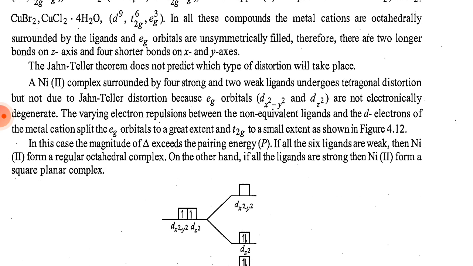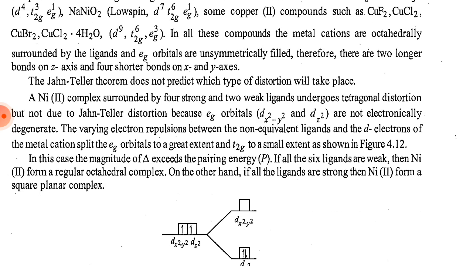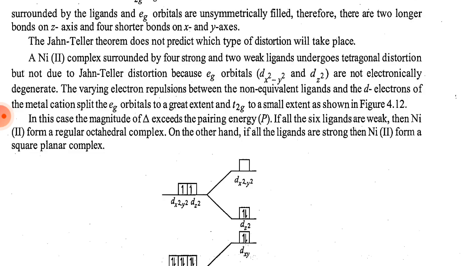Some copper 2 compounds such as copper difluoride, copper dichloride, copper dibromide, and copper dichloride 4H2O, d9 t2g6 eg3. In all these compounds, the metal cations are octahedrally surrounded by the ligands and the Eg orbitals are unsymmetrically filled. Therefore, there are 2 longer bonds on the z-axis and 4 shorter bonds on the x and y axes.